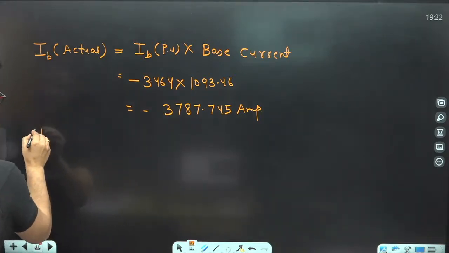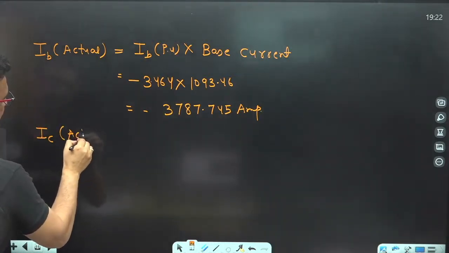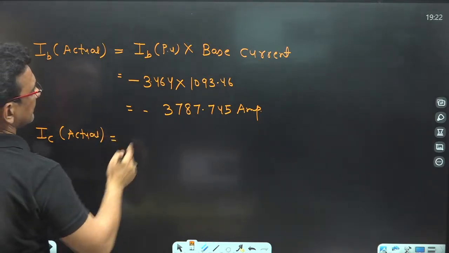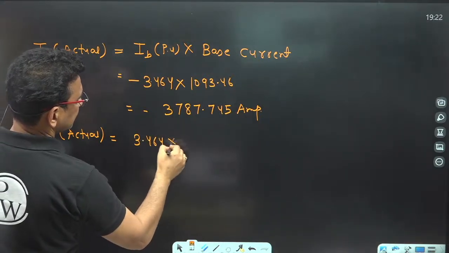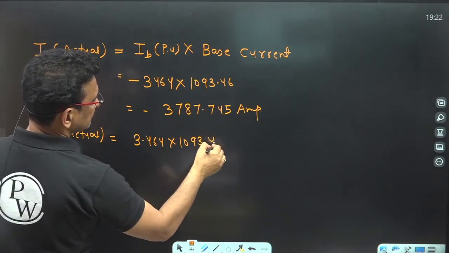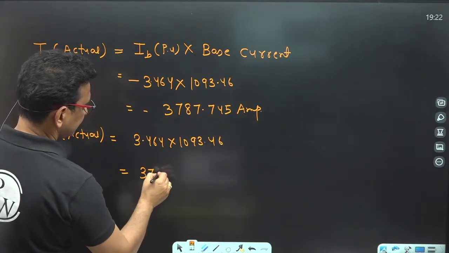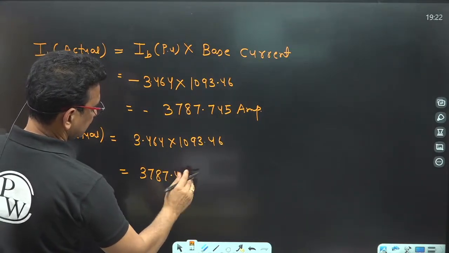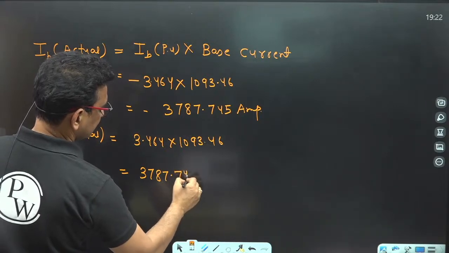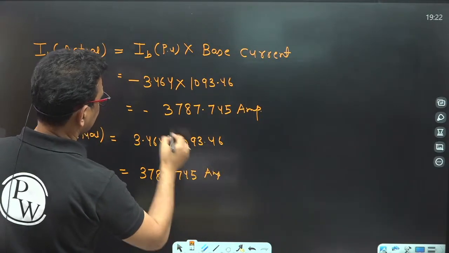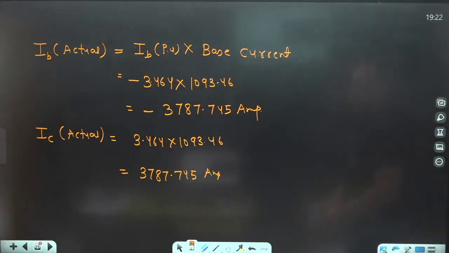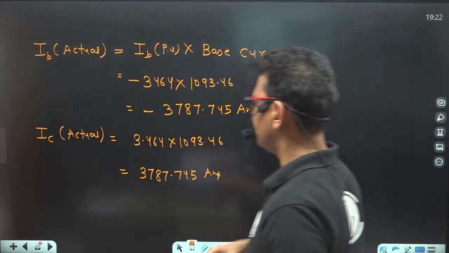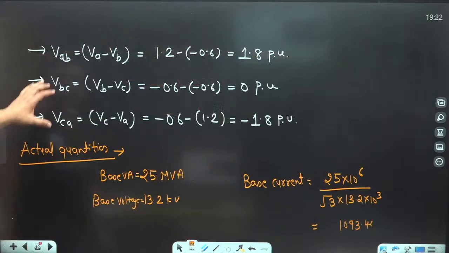Similarly, the actual value of C phase current: instead of minus, it is the positive 3.464. The base current is the same, 1093.46. So it has become 3787.745 ampere. Clear? So in this way you can find out the actual current by multiplying the base current with the pu current. Now there is a catch.